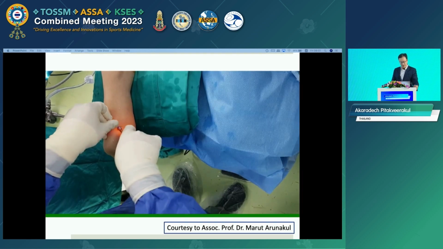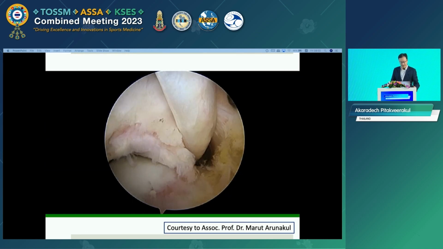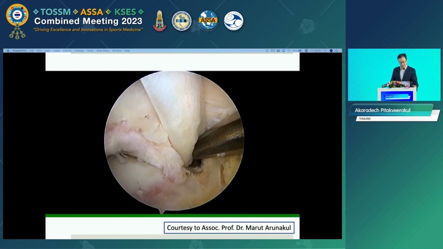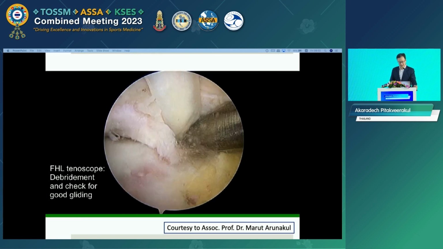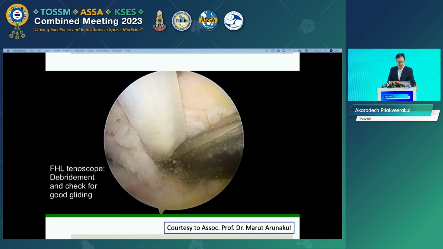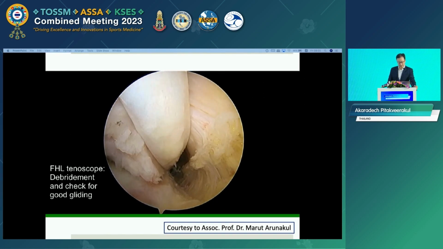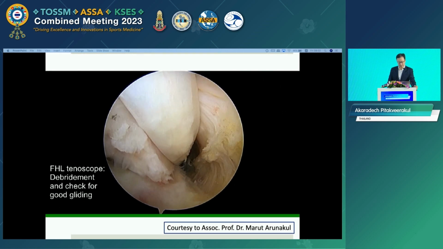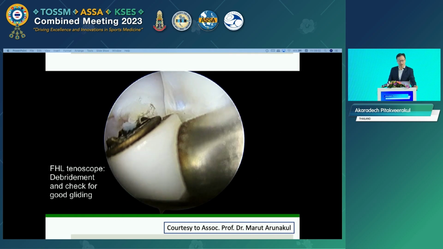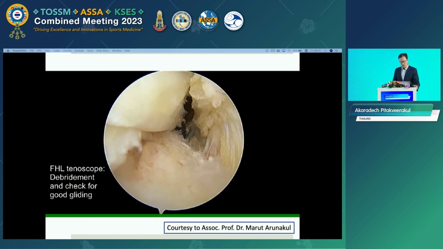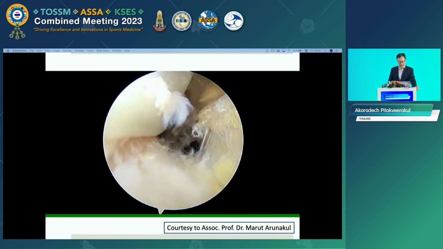After we remove it, we look for associated conditions such as FHL tenosynovitis or FHL tendon tear. We debride the soft tissue around the FHL tendon, check the gliding with flexion and extension of the big toe, and see whether there is any remaining impingement. If there is something impinged in the subtalar joint, we debride it and clear it with the shaver and electrocauterization.